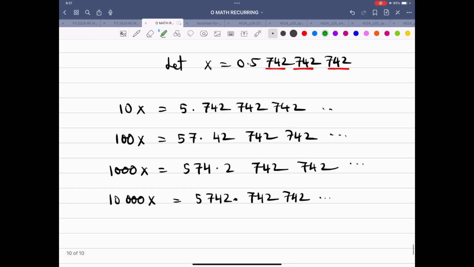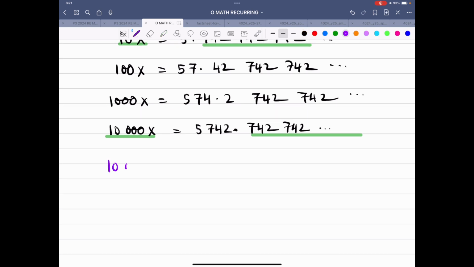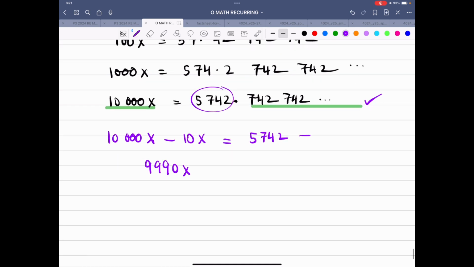Now let's focus on this. Which ones are the same? What I see over here is that the 742 part in 10x and in 10,000x is the same. So this time I'm dealing with these two. 10,000x minus 10x is 9990x. This is equal to 5742 minus 5, because this part is the same. This comes out to be 5737. Therefore, x is 5737 over 9990.